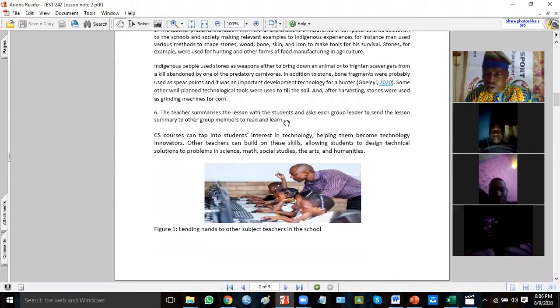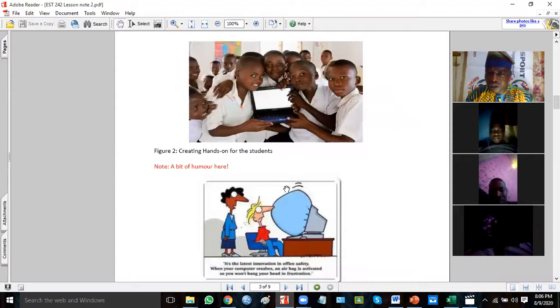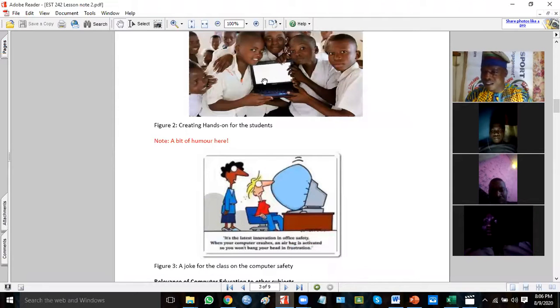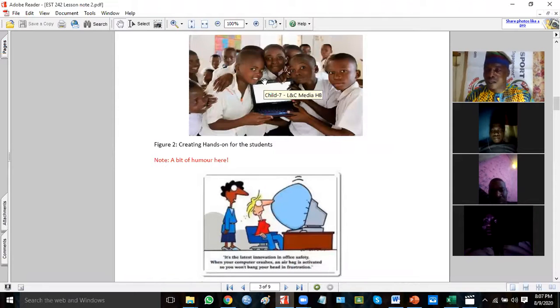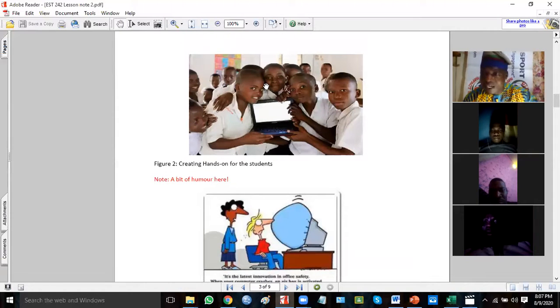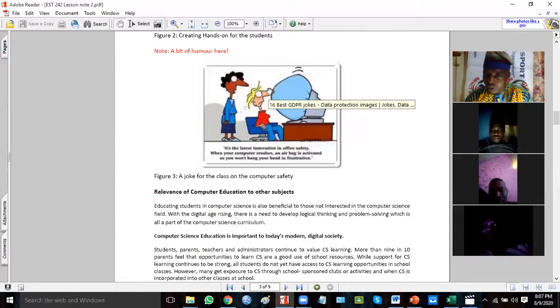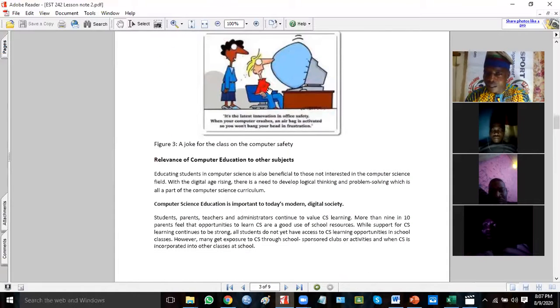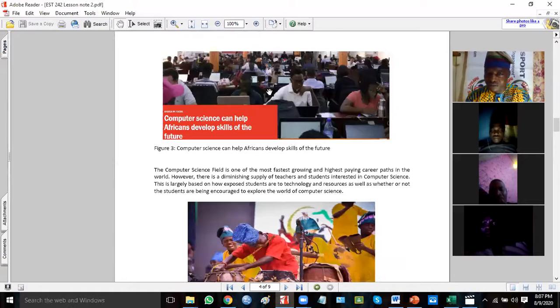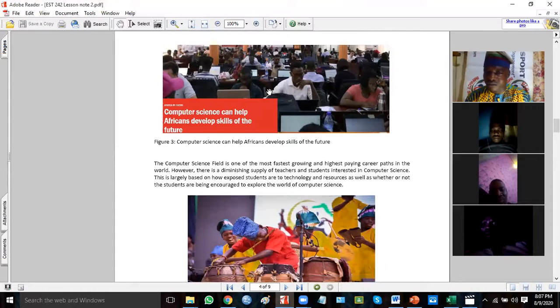Then you must put pictures of interesting things. And I don't want to see any white children or white men. We want the black, the African children. Any picture you are going to send to me must be related to Africa. You see, this is a little joke that is related to the topic. Then the relevance itself: computer science can be helpful in Africa's development, skills and future.